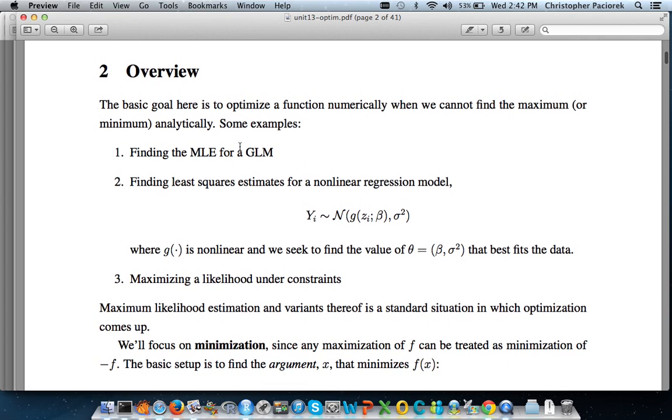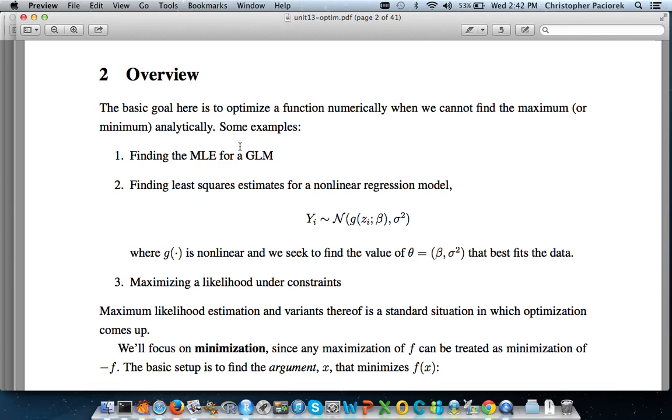So just some examples of where we might be solving an optimization problem. We might have a generalized linear model like a logistic regression, and we might want to find the MLEs for that, and we'll do that numerically. We'll see how that gets done numerically. We might have a nonlinear least squares problem where the observations are normally distributed with some variance sigma squared, but instead of having x beta, some linear function, we have some nonlinear function g that depends on covariates z and depends on some coefficients beta, and we're trying to find the values of beta and sigma squared that maximize this normal likelihood.